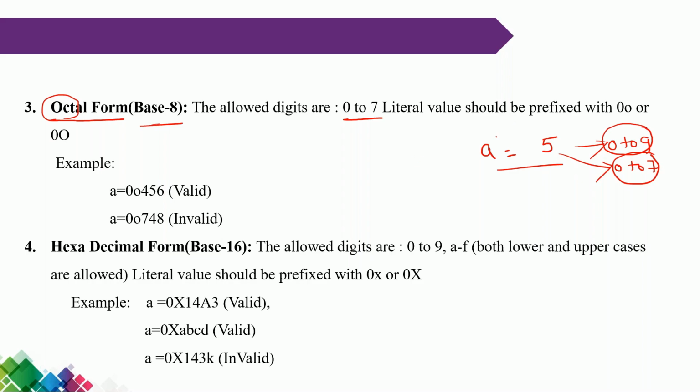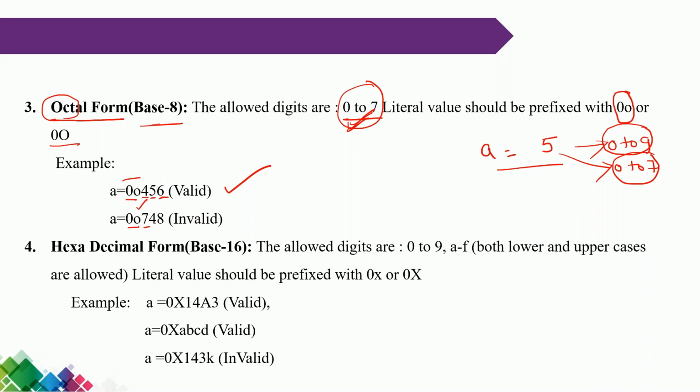So to avoid confusion, octal numbers are prefixed with 0o, zero and letter O. You can use either lower o or upper O, no problem. Suppose see this one, 0o456. 4 is in the range of 0 to 7. 5 is in the range of 0 to 7. 6 is in the range of 0 to 7. Prefixed with 0o, so this is valid. Here observe each and every digit.